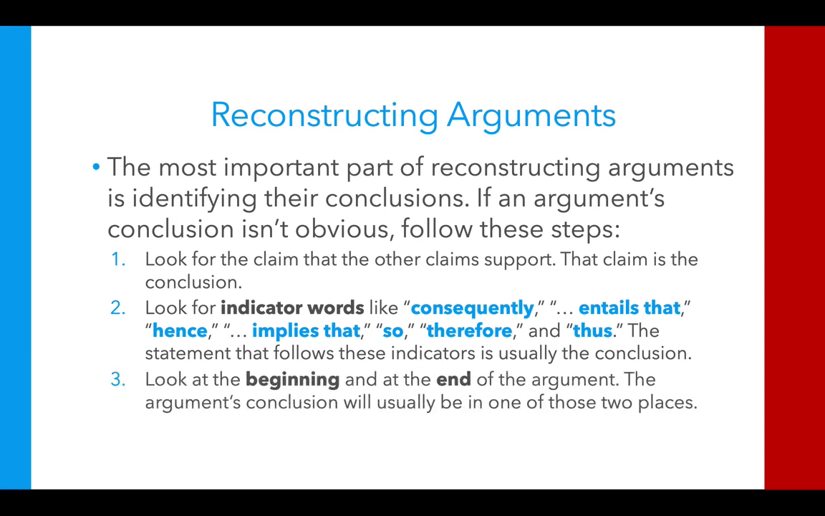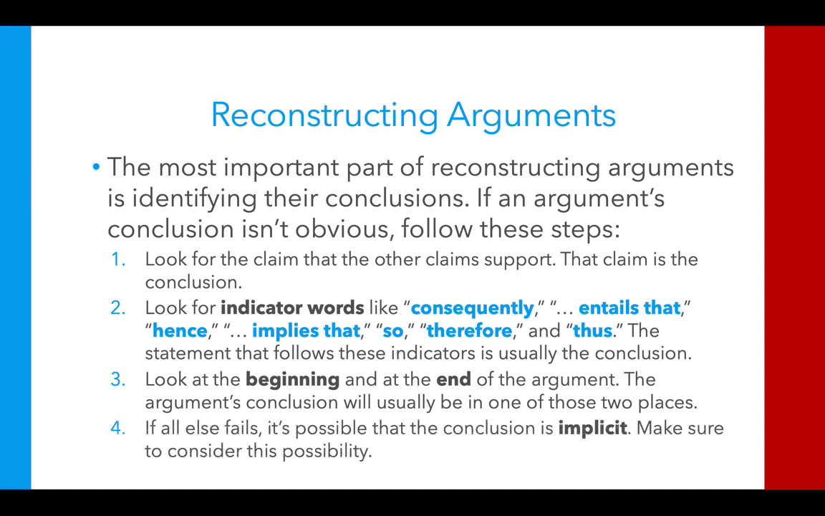Another tip is to look at the beginning and at the end of an argument. The argument's conclusion is usually going to be in one of those two places, either at the beginning of the argument or the end. Most frequently the premises come first and the conclusion comes at the end, but sometimes someone might say, here's my conclusion, now here's why I'm arguing for that. If all else fails, it's possible the conclusion is implicit, like that argument we just looked at. Make sure to consider that possibility.